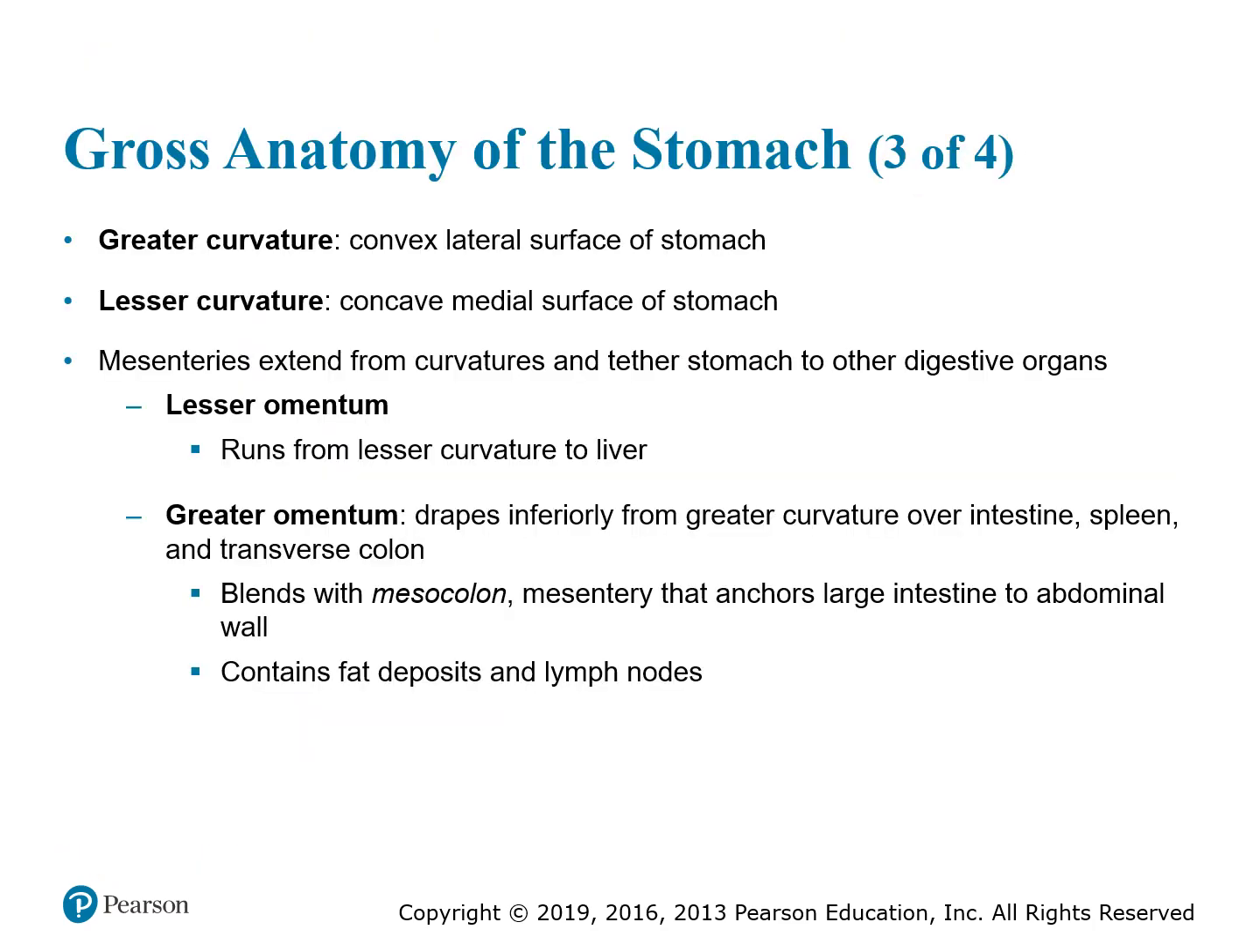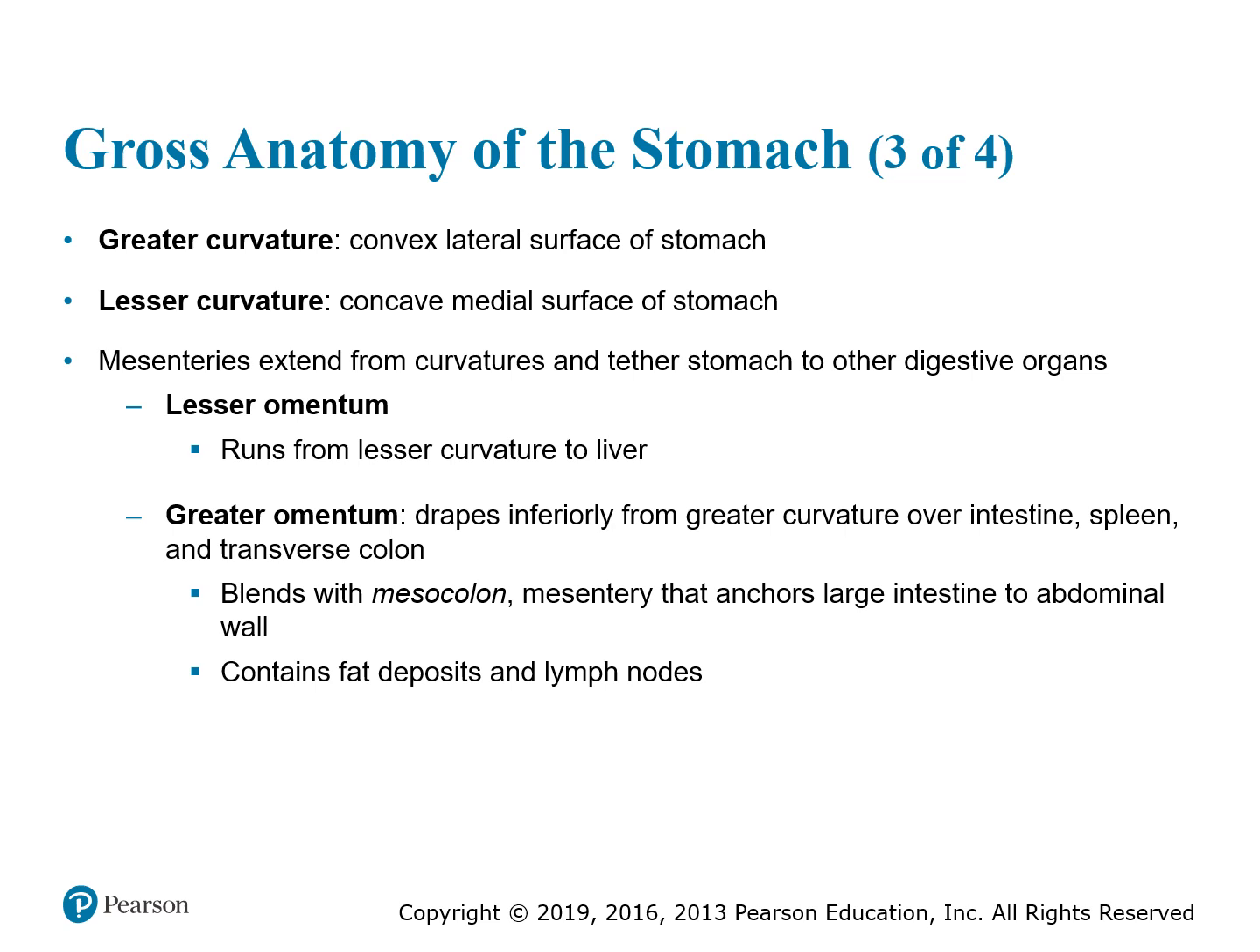All right, we already discussed this. The greater curvature is the convex lateral surface of the stomach. The lesser curvature is the concave medial surface of the stomach. Mesenteries extend from the curvatures anterior to the stomach to other digestive organs. The lesser omentum runs from the lesser curvature to the liver. The greater omentum drapes inferiorly from the greater curvature over the intestines, spleen, and transverse colon. It blends with the mesocolon, which is the mesentery that anchors the large intestine to the abdominal wall. It contains fat deposits and lymph nodes. So mesenteries contain fat deposits.